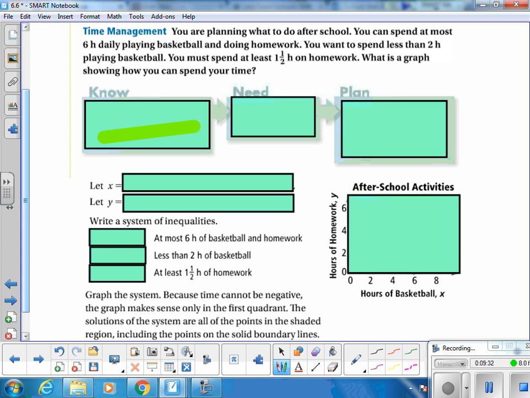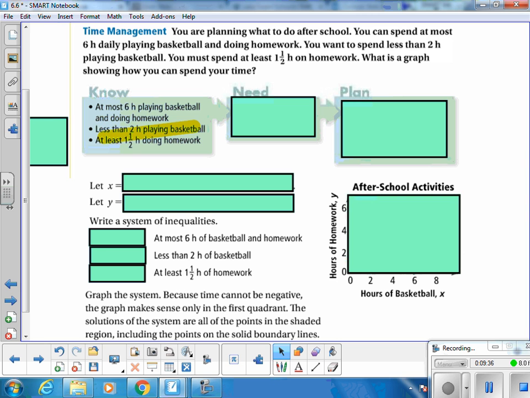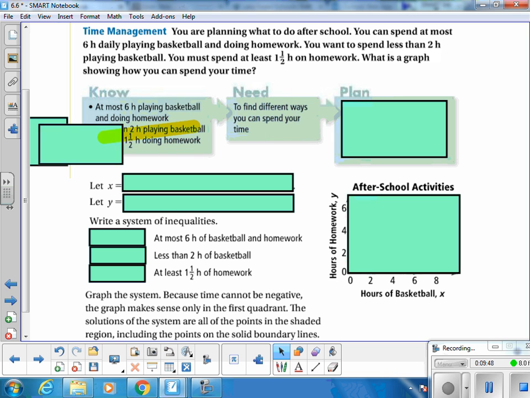So what do we know? We know that I have a highlighter. That's awesome. We know at most 6 hours playing basketball and doing homework. We know that's at most. We know it needs to be less than 2 hours playing basketball. Okay? And we know at least 1.5 hours doing homework. What we need is to find different ways you can spend your time. Okay, that's what we're looking for.